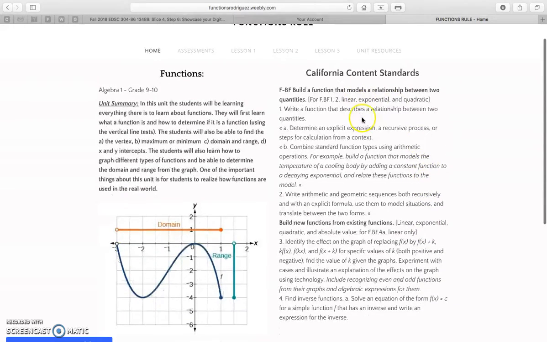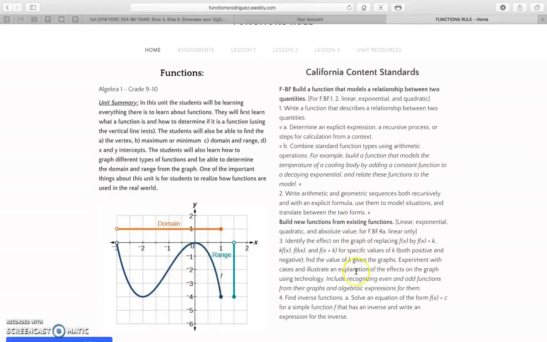And then here are the California Content Standards. Basically, this unit summary is exactly what this is. This just adds maybe the inverse function, knowing how to do the inverse function, and that's pretty much it.